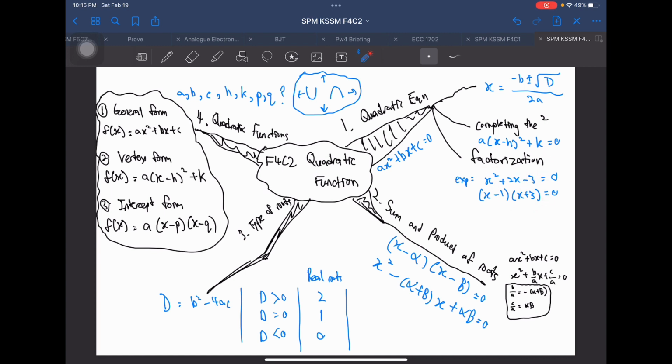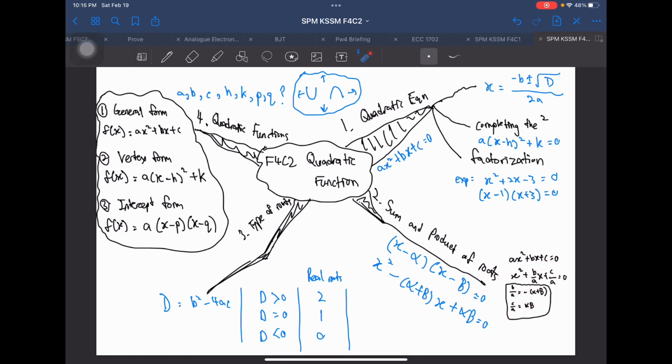Let's move on to the second part of the chapter, which is sum and product of roots. In general, a quadratic equation can be written in this form, and if you divide it by a, it will become this. And guess what? This b over a is actually the negative of the sum of roots, and c over a is actually the product of roots. This alpha and beta are represented by the solutions of this quadratic equation, which we call roots. So roots are the solutions of an equation.